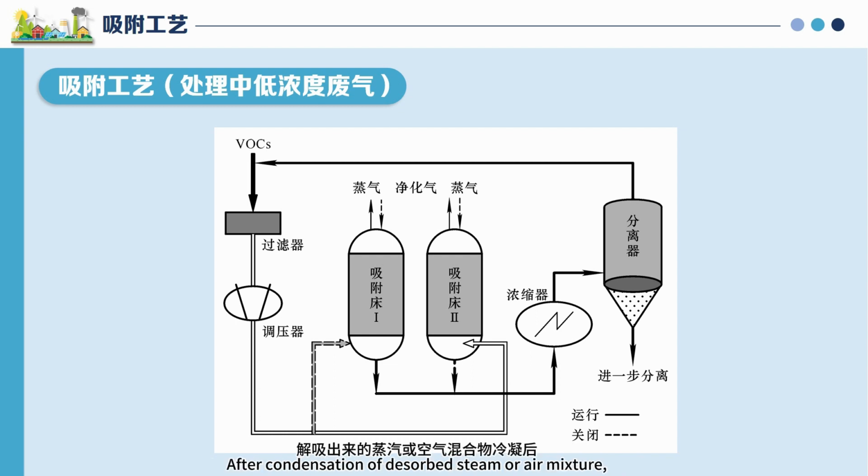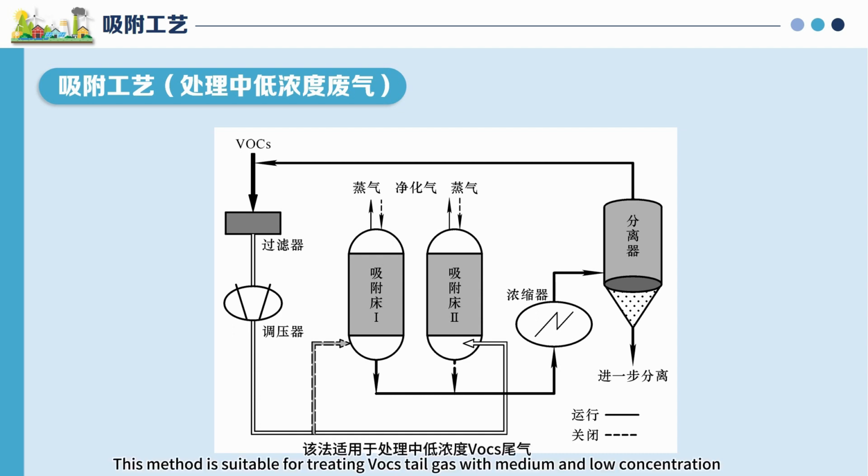After condensation of the desorbed steam and air mixture, separation is done by a concentrator and separator. The desorbed activated carbon is dried with hot air. Recycling, generally reusable for 5 years. This method is suitable for treating VOx tail gas with medium and low concentration.